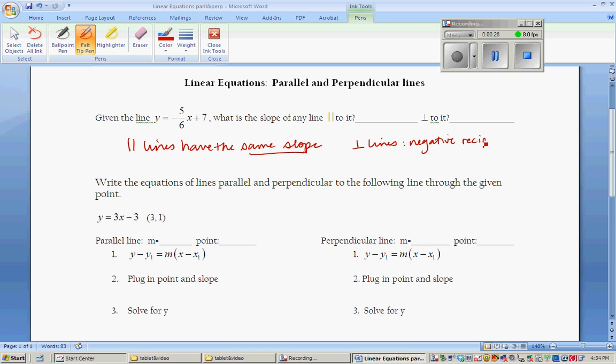And if you multiply the two slopes together, they should give you a result of -1, with the exception of vertical and horizontal lines. So if you were given the line y equals -5/6 x plus 7, what is the slope of any line in the universe that's parallel to it? Well, -5/6. Perpendicular, we're just going to flip it over and hit it with a negative, so it becomes a positive 6/5.